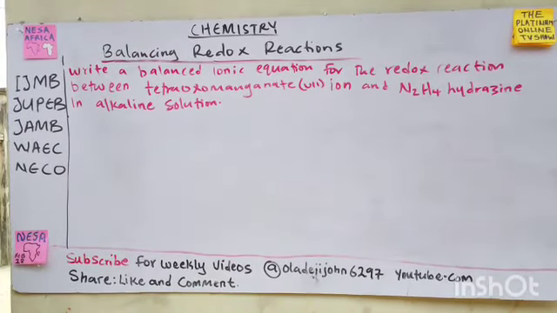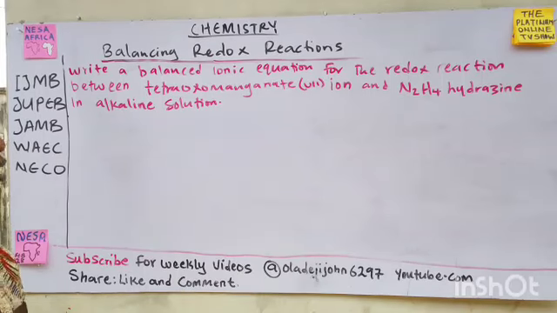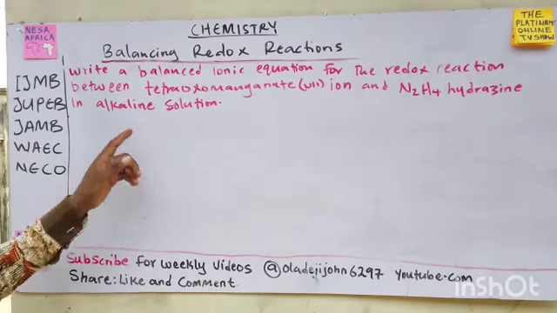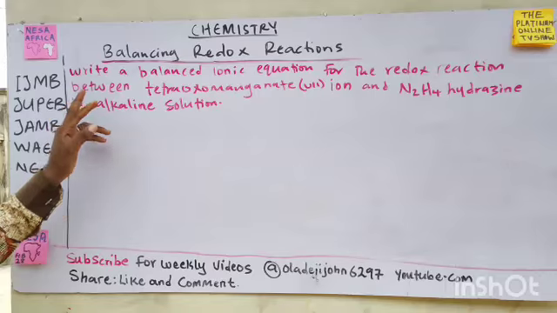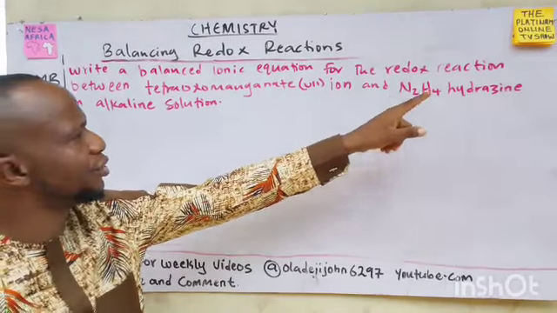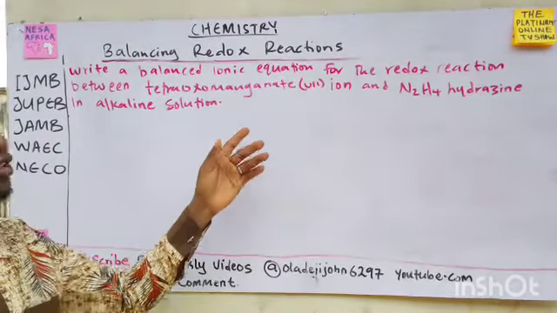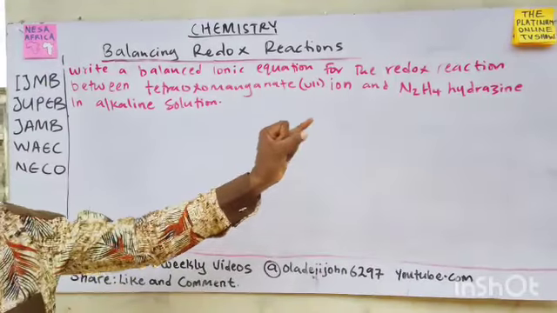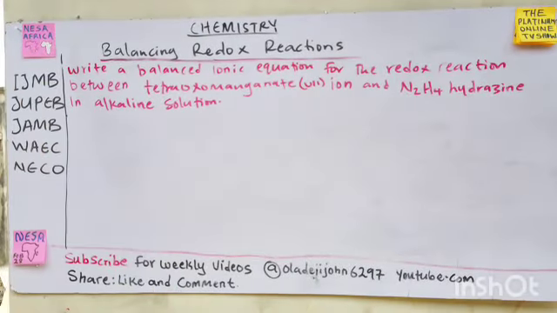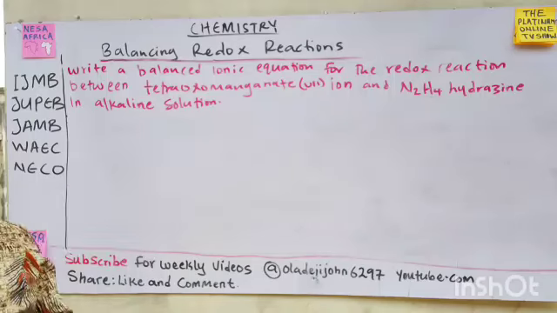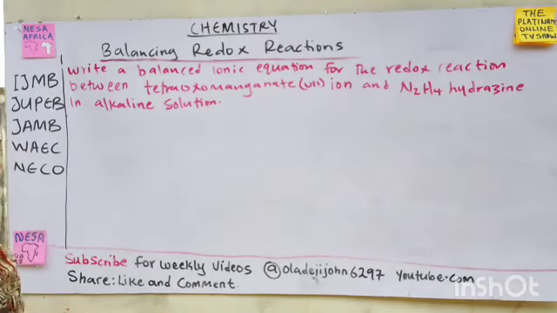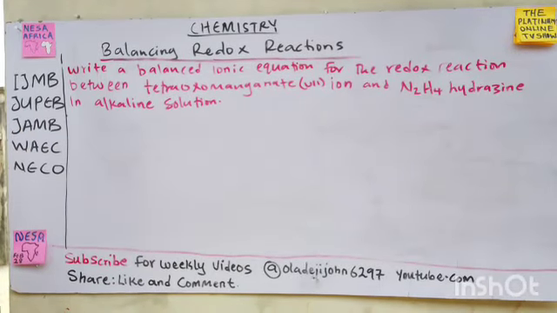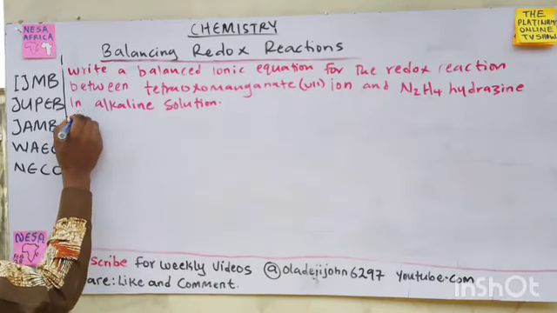So welcome back to the second phase of balancing redox reactions, but in this case in alkaline solution. Now the question says: write a balanced ionic equation for the redox reaction between tetraoxomanganate(VII) ion and hydrazine, that's N2H4, in alkaline solution. Like I said, the first step is you identify the first half of the equation.